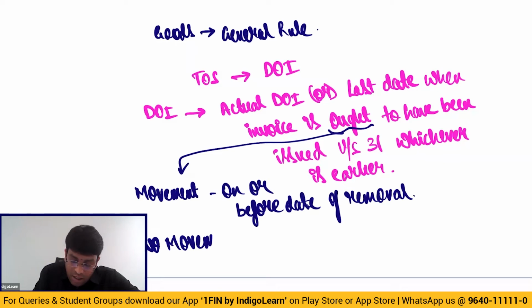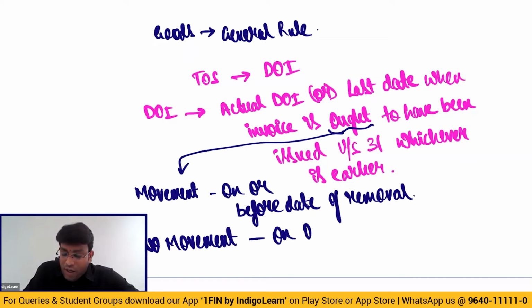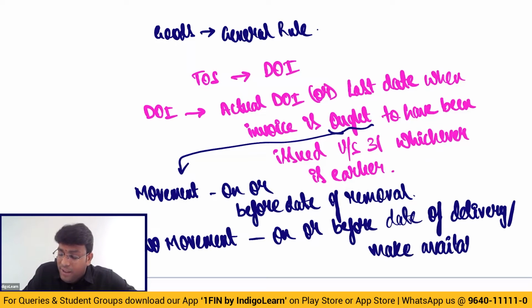And if we are talking about no movement of goods, then the law says to issue the invoice on or before the date of delivery or make available. Come on guys, what is the line we used? If there is a movement of goods, on or before the date of removal. And if there is no movement of goods, on or before the date of delivery or make available, which means it is made available to the recipient.